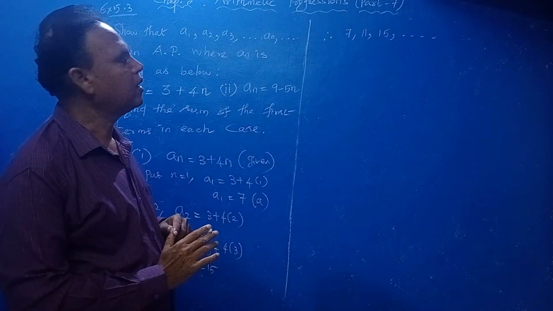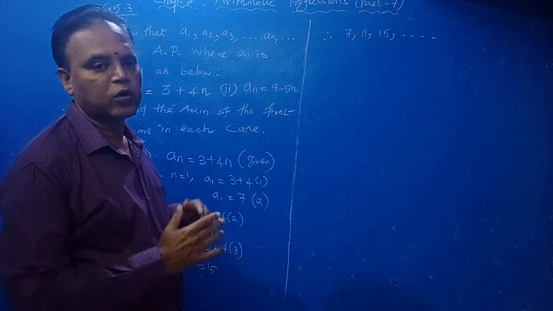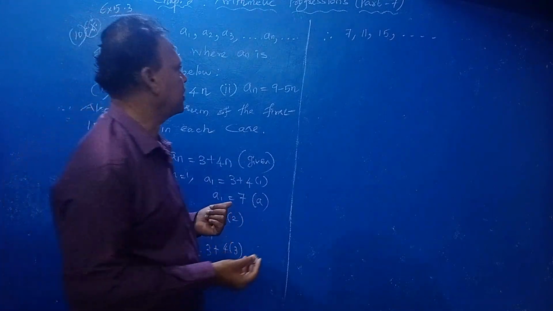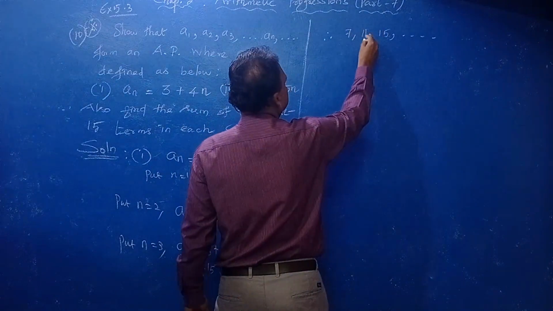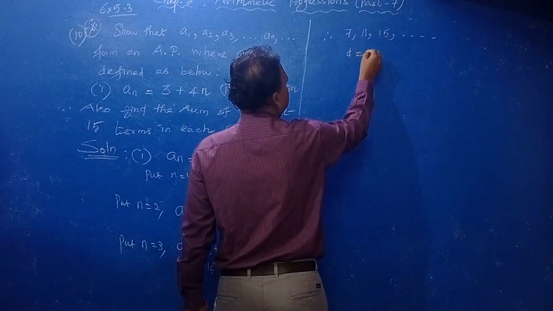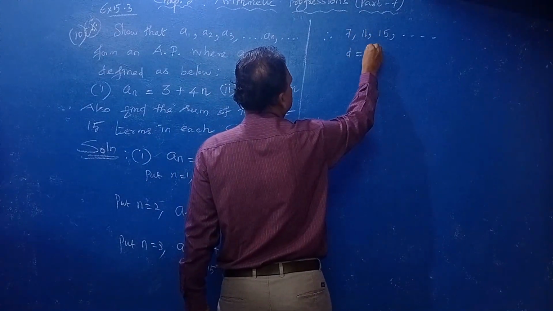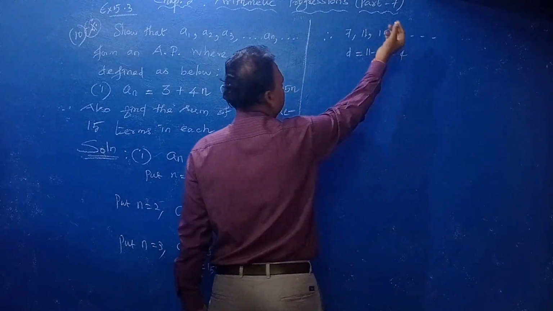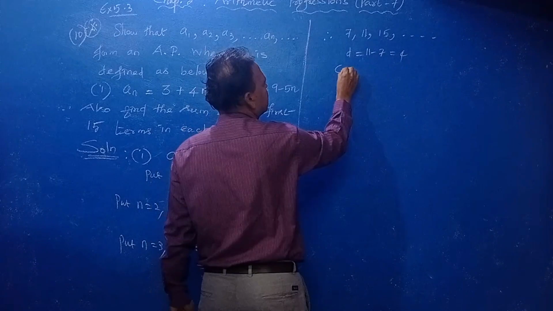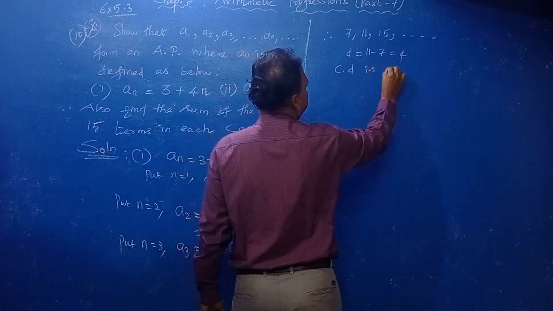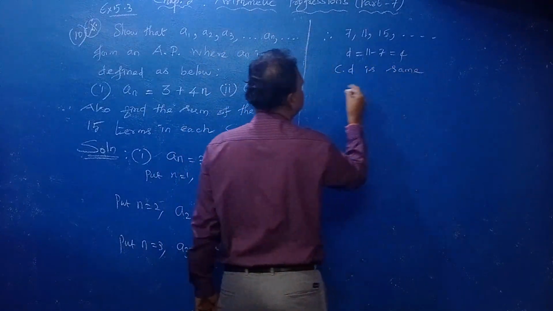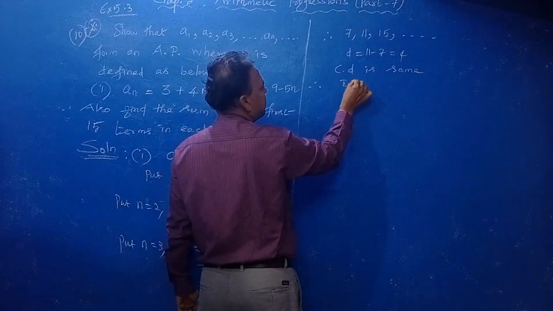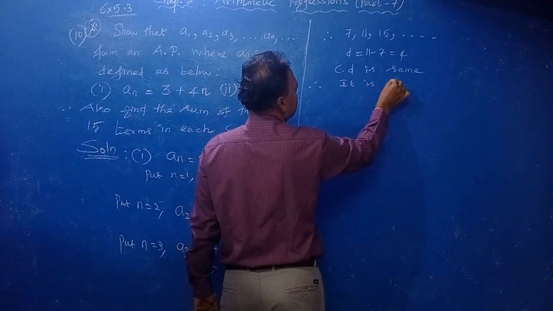Clear? Therefore, what you have to do? You have to find the common difference D. What is the common difference? 11 minus 7. That is 4. Here also 4. So the common difference is the same. CD is same. Therefore, it is an AP.